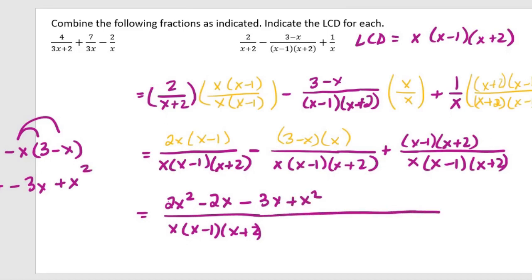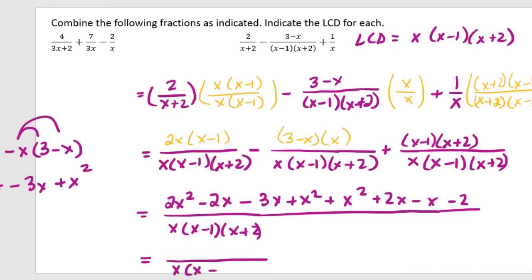So that comes from my second numerator. And then finally, FOIL on the last numerator gives me x squared plus 2x minus x and minus 2. So it's a big mess, but we have a lot of like terms that we can pull together. And again, I'm not going to expand the denominator. So I have 2x squared plus x squared plus x squared. So maybe I'll make a note that I've used those already.